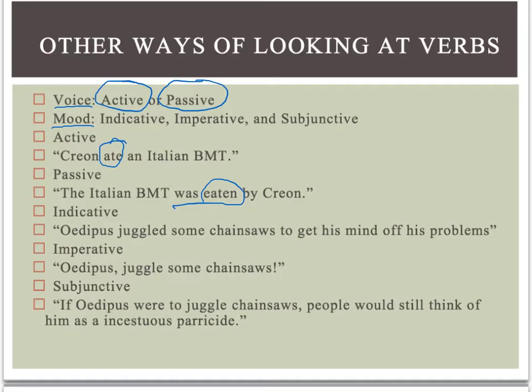In both sentences, there's Creon, there's a sandwich, and the sandwich is getting consumed, right? But in the passive voice, now the sandwich is receiving the action. The subject of our sentence is passive, and someone else is acting on it. What happens in the sentence hasn't changed, but the emphasis has changed. When we use the active voice, we really emphasize the actor, the person doing the eating. This is a sentence about Creon. But when we use the passive voice, we emphasize the object, the thing that's receiving the action. This is now a sentence about a sandwich.